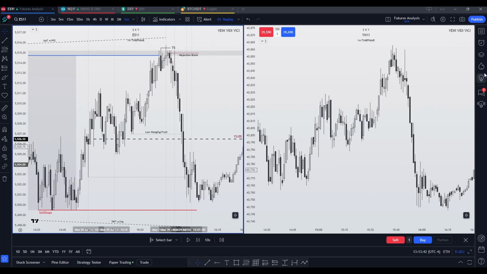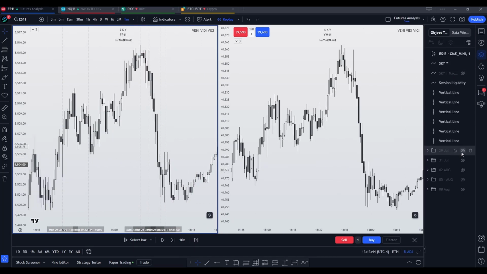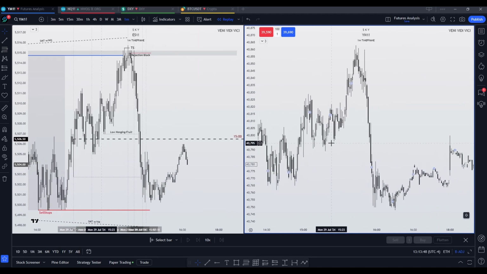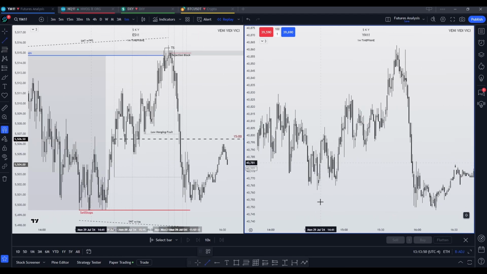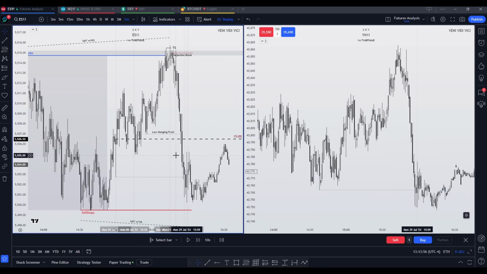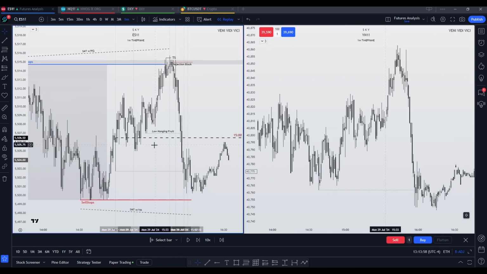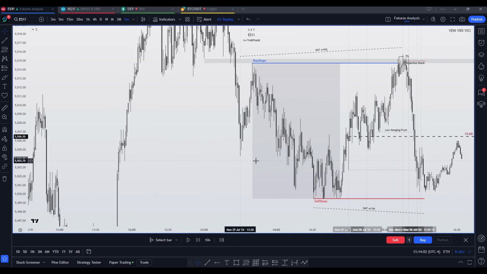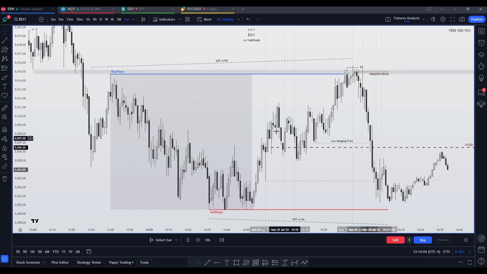As you can see here, pop this up real quick. As you can see here, YM did take the low rather than ES or NQ that didn't. So we have an SMT right there to end the move, so I just close it out.